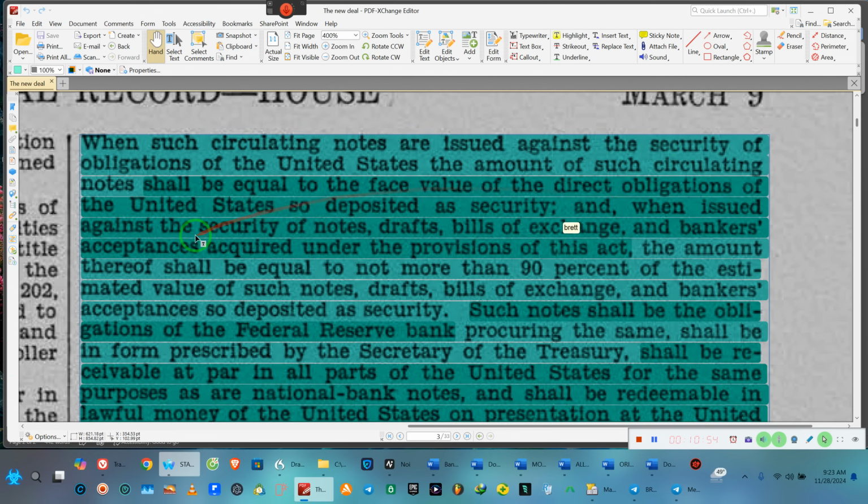And when issued against the security of notes, drafts, bills of exchange, bankers' acceptances acquired under the provisions of this act, it has to be under the provisions of this act. Don't be looking to no other act. Stick to this act. The amount thereof shall be equal to not more than 90% of the estimated value of such notes, drafts, bills of exchange, bankers' acceptances, so deposited as securities. And such notes, drafts, bills of exchange, bankers' acceptances shall be obligations of the Federal Reserve Bank receiving it.